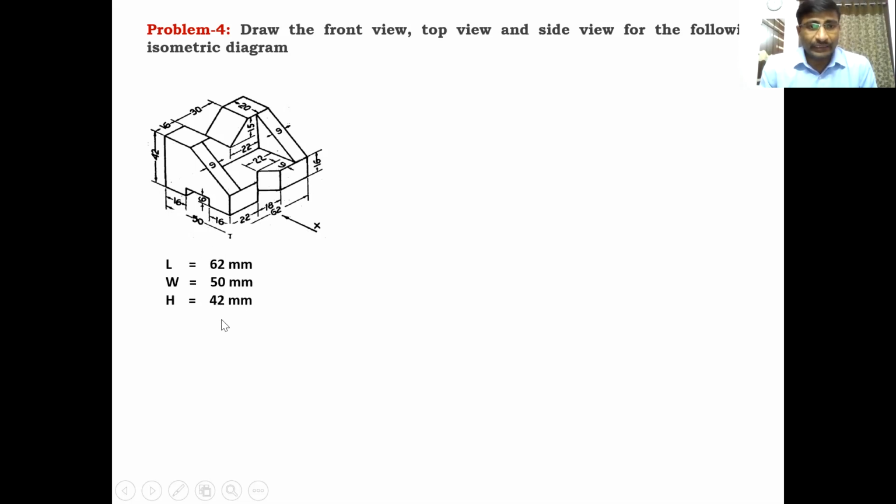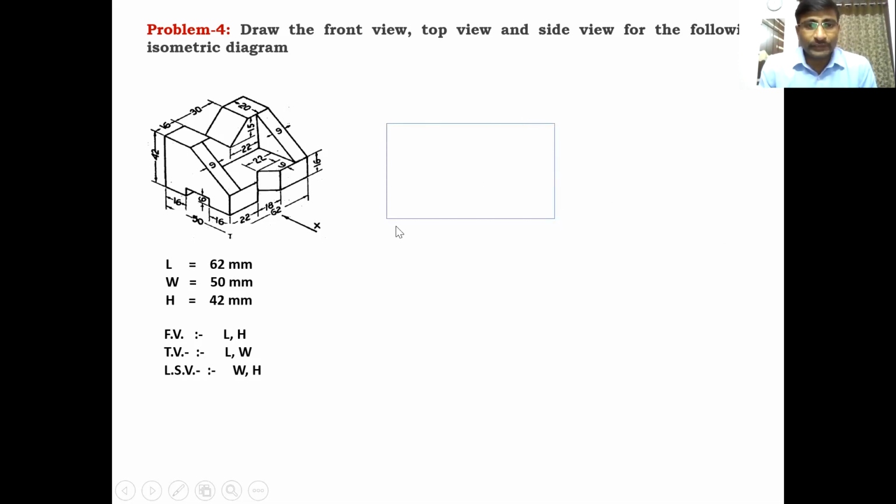So by using these dimensions, construct the front view, top view, and left side view boxes. That is, LH represents the front view, length and height, and the top view is represented by the length and width of the diagram, and the left side view is represented by the width and height of the diagram. By these dimensions, draw the first boxes, front view, top view, and side view boxes.